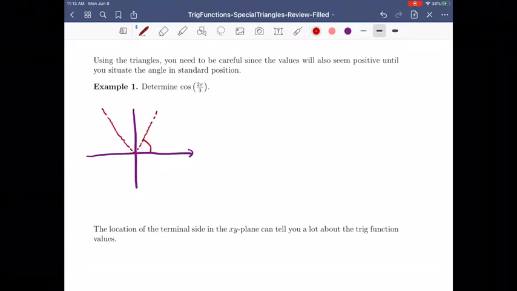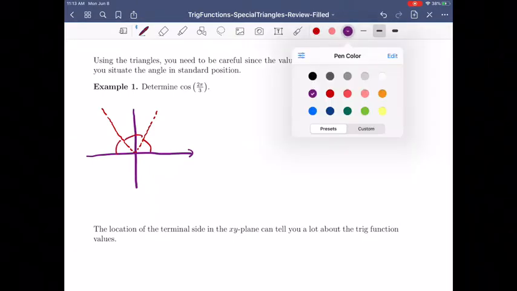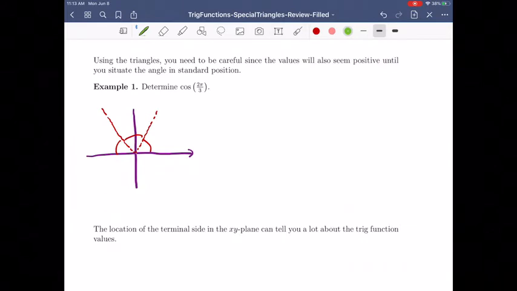Okay, so I have these 3 equal parts. That means that 2 pi by 3 has this initial side, and then it goes up 1 and up 2, so it's going to have this as its terminal side. So when I make my triangle, I'm going to use this reference angle.